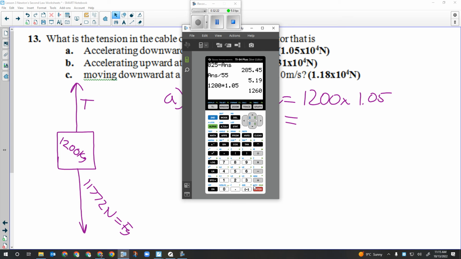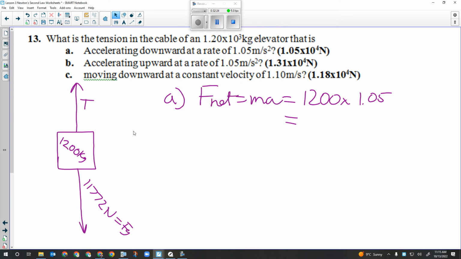Okay, so my net force is 1,260 newtons, up. What's the other way to calculate F net? The sum of all forces. Do I know two of these? Yes. So I can calculate the tension now, because I calculated the net force already, and I know what the force of gravity is.